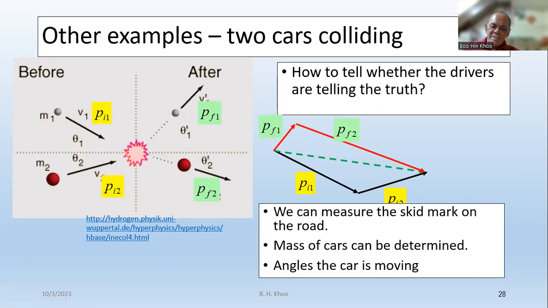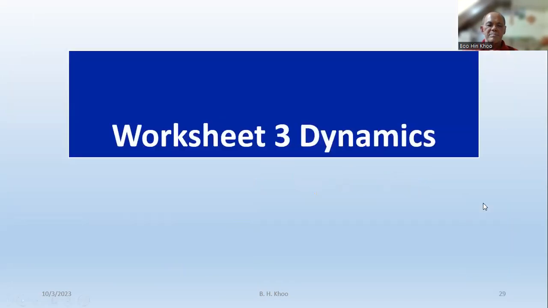We can measure the skid mark on the road. From the road, the mass of the car can be determined. The angle the car is moving at can also be determined. Okay, we have completed. Let's try some questions.